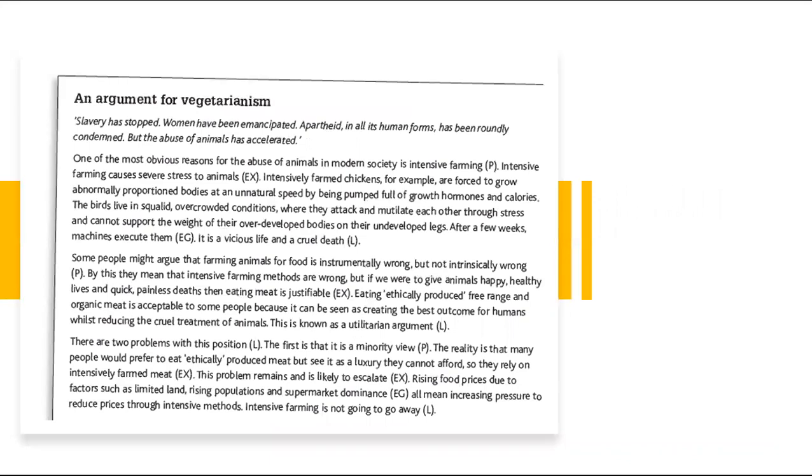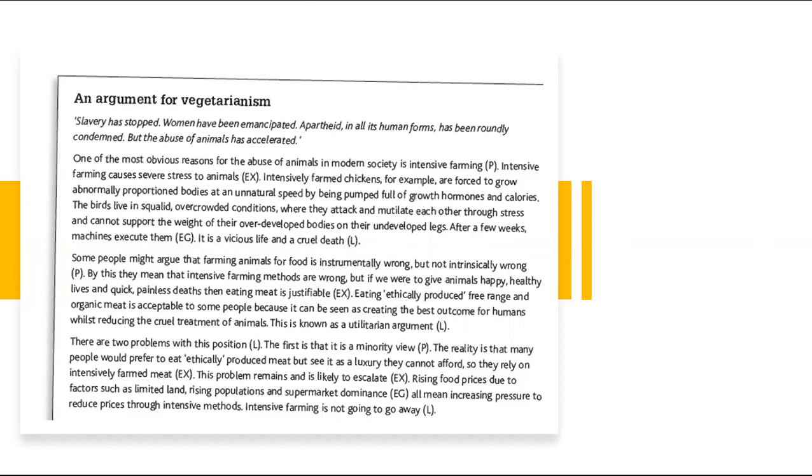Here's an example of where you can see this has been done, and the marker is highlighted where it's been done. So this is an essay about an argument for vegetarianism. I'm just going to take you through the first paragraph. Slavery has stopped. Women have been emancipated. Apartheid, in all its human forms, has been roundly condemned, but the abuse of animals has accelerated. One of the most obvious reasons for the abuse of animals in modern society is intensive farming. That's your point, your topic sentence.